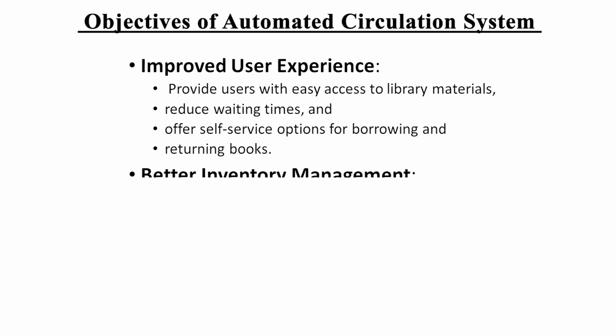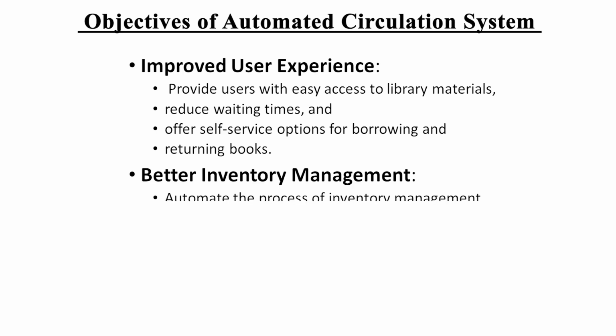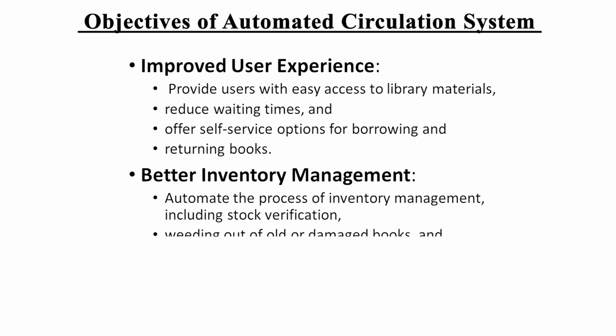Then it is better inventory management. Why is it better inventory management? Because it automates the process of inventory management, including stock verification, because the circulation counter is also important for verifying the stocks. Library stock verification is an important thing which we should do, and do the way it should be done. Then weeding out of damaged books, and identification of missing items. What are the missing items? We should know and find out.